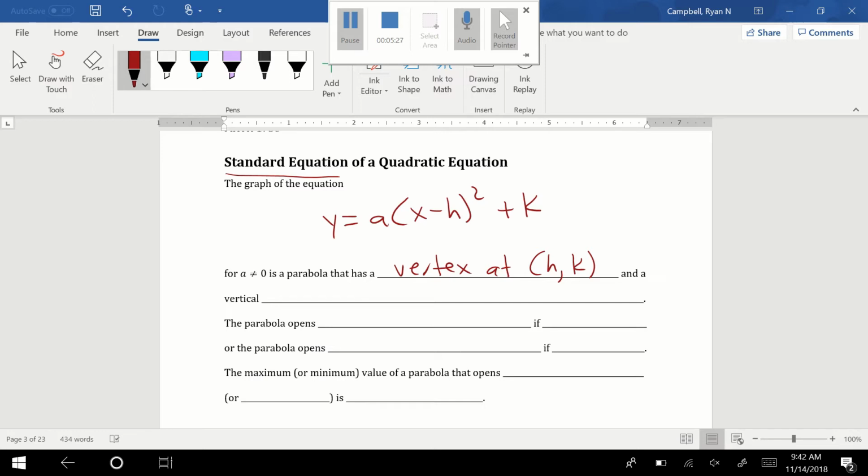All right. So we have a vertex at h comma k. We also have a vertical axis of symmetry.